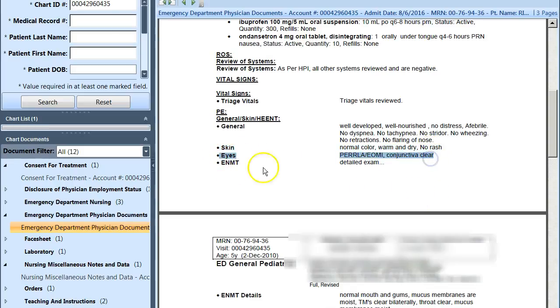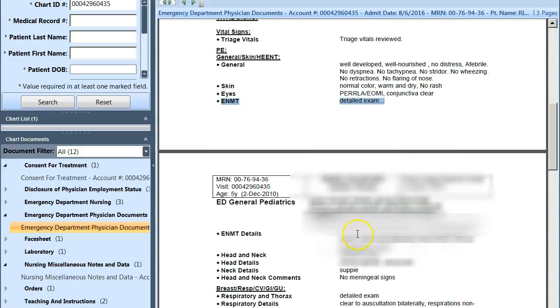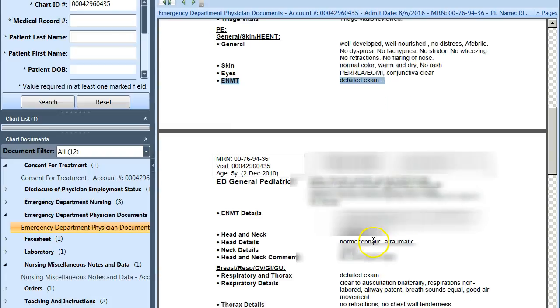And you have the eyes. Sometimes this section is listed under HEENT, head, ears, eyes, nose, and throat. But he separated them. He says the eyes have conjunctiva clear. And then the ear, nose, mouth, and throat, he gave a detailed examination, and here are the details about that. Normal mouth and gums, mucous membranes are moist, tympanic membranes are clear bilaterally, the throat is clear, and then again he listed mucous membranes are moist. He duplicated that, probably because he didn't remember that he typed it.